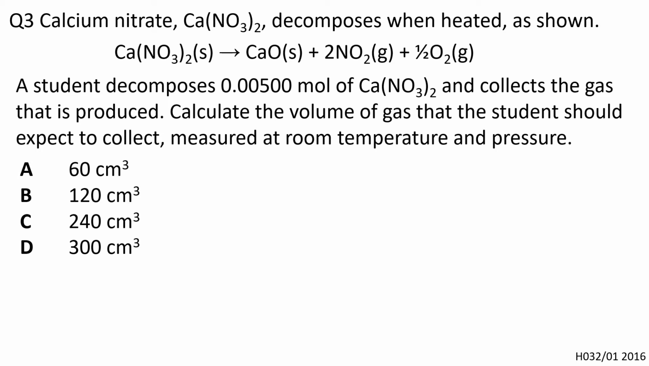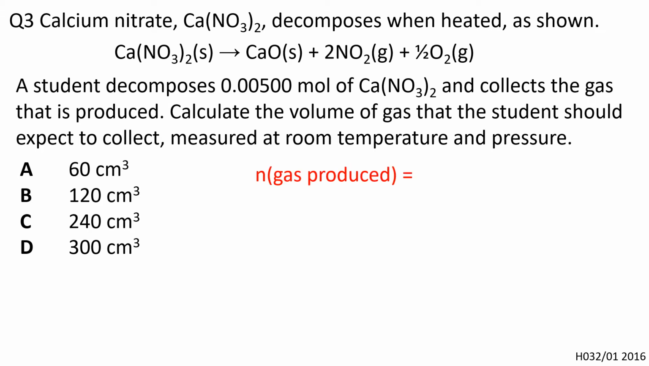We've also got this term towards the end of the question, at room temperature and pressure. You have to know that 1 mole of an ideal gas will occupy 24 decimeters cubed at room temperature and pressure. Another important skill is being able to convert between units. Now this is a multiple choice question, and we've got answers in centimeters cubed. So 24 decimeters cubed of a gas is 24,000 centimeters cubed. So 1 mole of an ideal gas will occupy 24,000 centimeters cubed at room temperature and pressure.